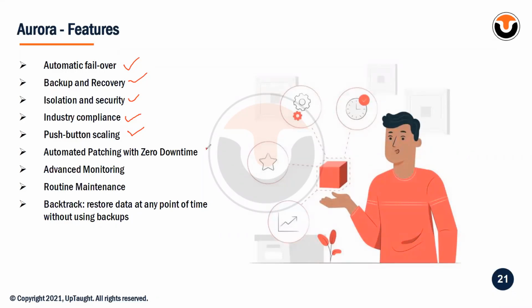There's no downtime here, where auto patching is applied during the maintenance window. And advanced monitoring, routine maintenance, backtrack. If something goes down, you can restore back to any point of time without having backups. What does it mean by without using a backup? That means AWS does everything for you. So you can just restore to any point in time recovery.